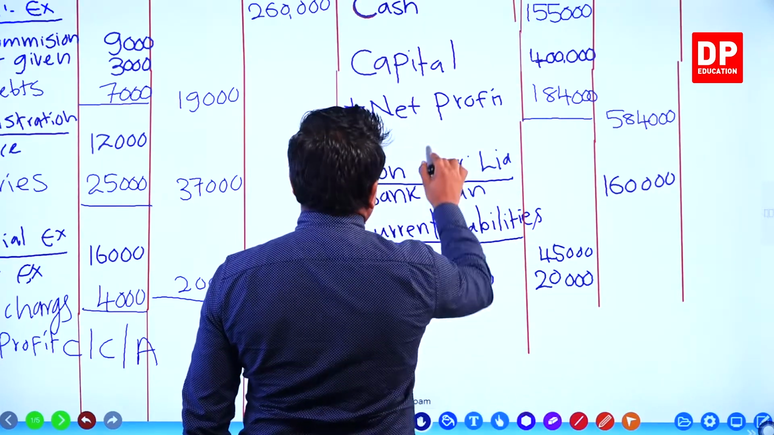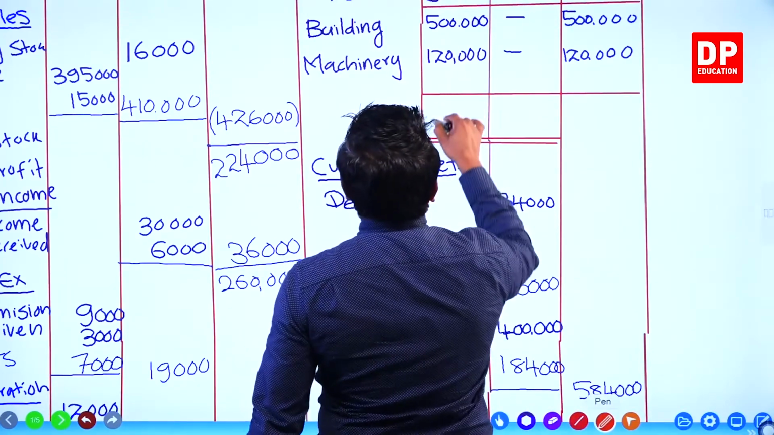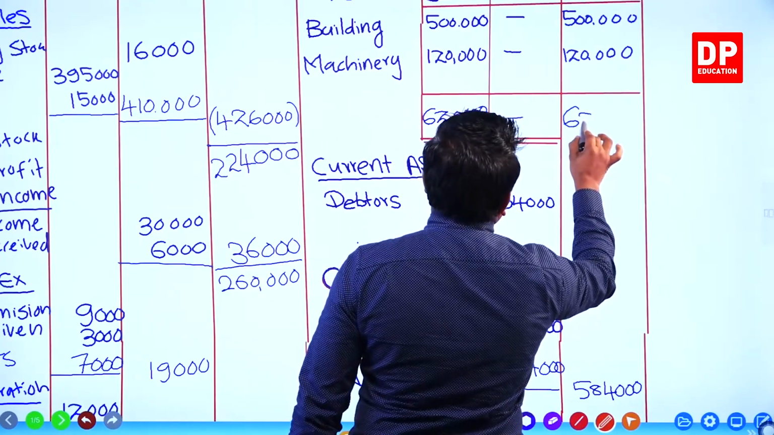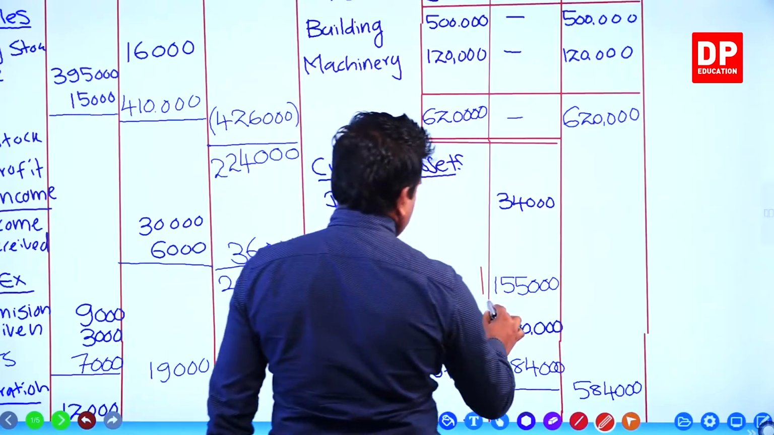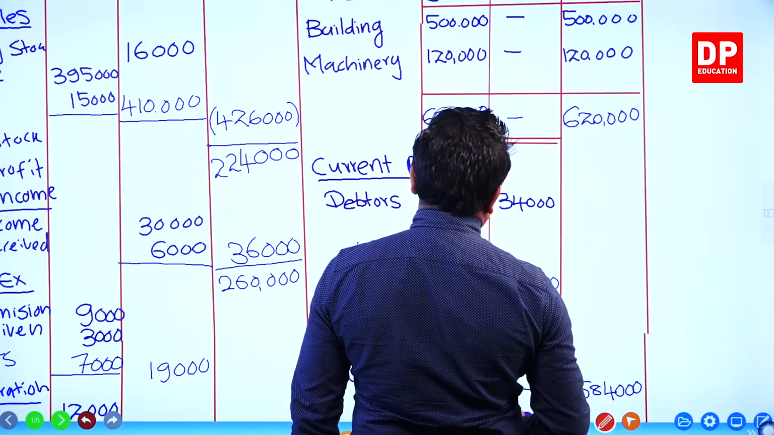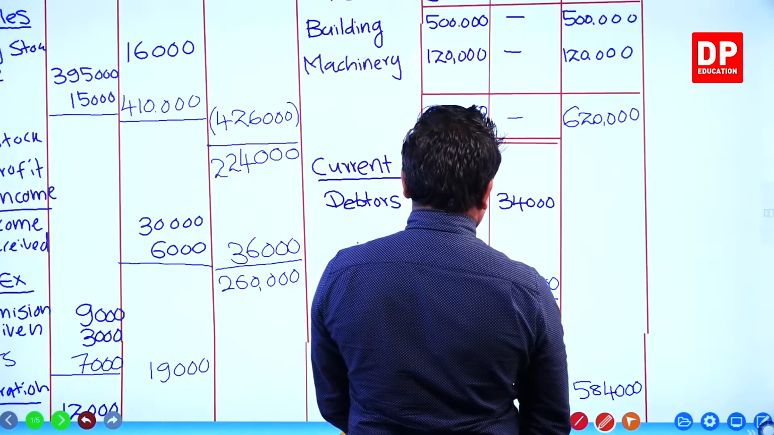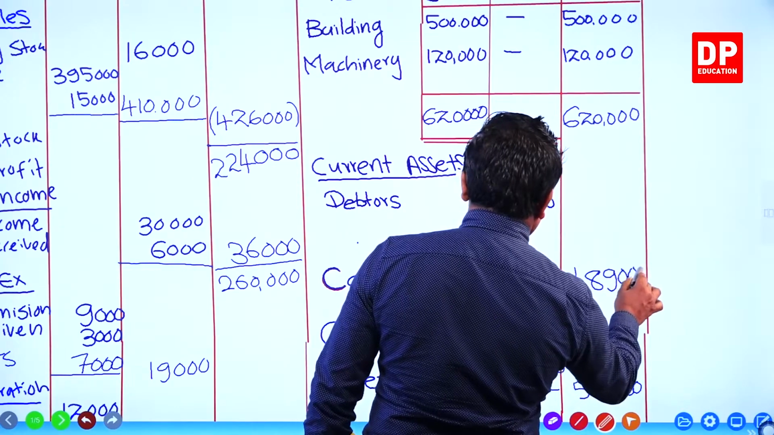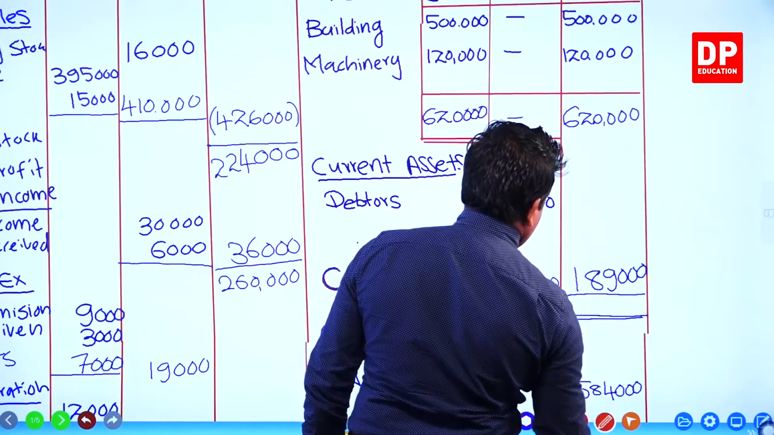Now we get the total of the non-current assets, then the current assets. Here 620,000. Here also 620,000. Then there are only two items, debtors and cash. Then you add these two current assets totals. How much? 189,000, right? Then that side is finished. That side means the assets area is finished.